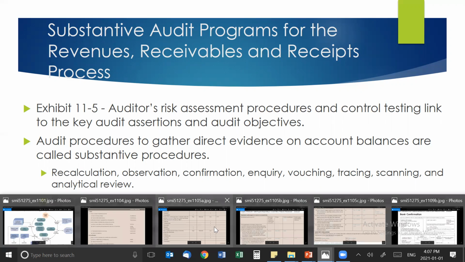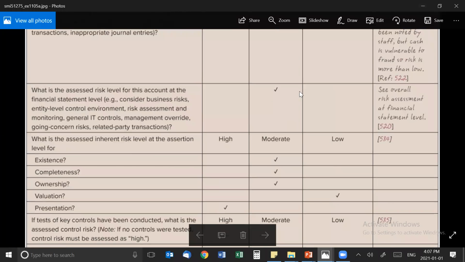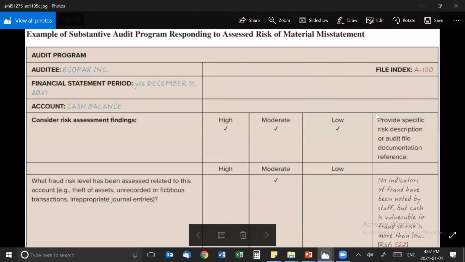Okay, so let's look at an audit program so I can show you what that looks like. So exhibit 11-5. That's right here. Okay, so this is an audit program for the cash balance. Okay, so this would go in like the front of your cash section file. So you would have like a lead sheet, which is going to show what the cash balance is this year compared to last year. And then this would be in there too. Okay, so the financial statement period, what the company name is, cash balance.